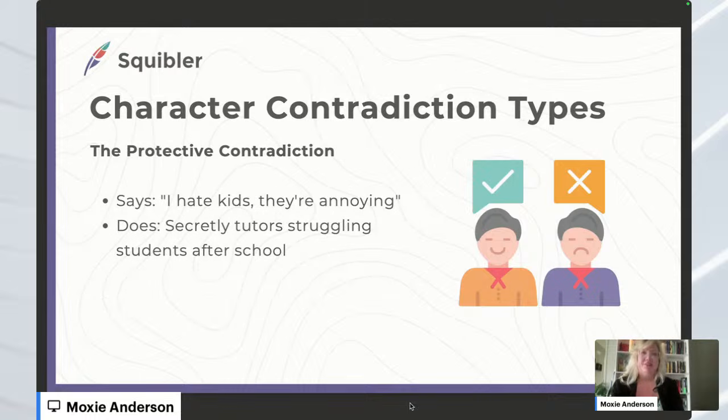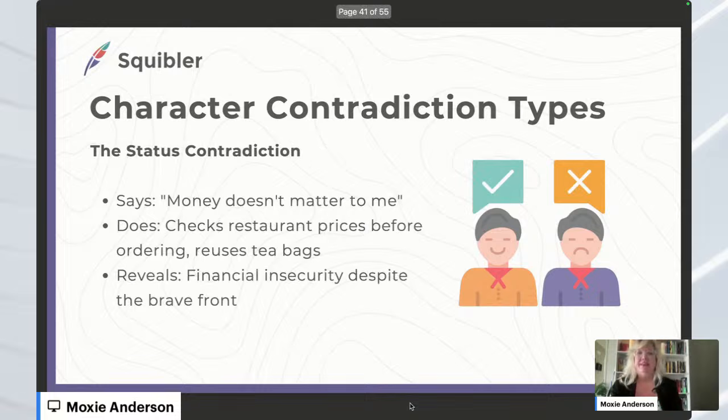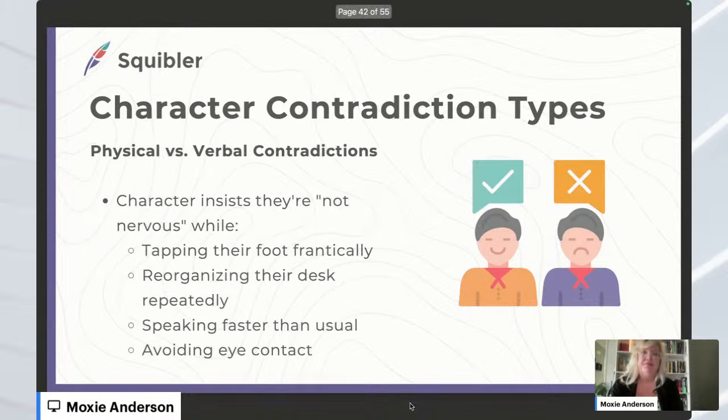We have the protective contradiction. These are people who say, I hate kids, they're annoying. We see this a lot on film, the curmudgeon who doesn't like children, but then secretly helps students that are struggling through school. A good example of this would be As Good as It Gets with Jack Nicholson. There's also the status contradiction. Money doesn't matter to me, but this is someone who will check restaurant prices before ordering and reuses tea bags. This is going to reveal financial insecurity. It's something that's visual. You can see it. Despite the brave front, they're struggling.